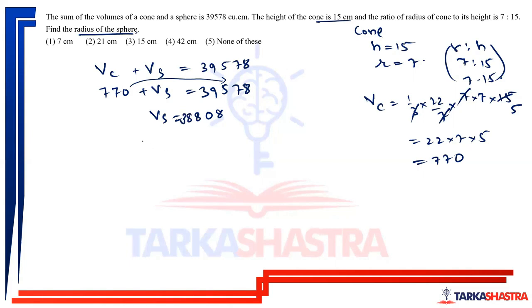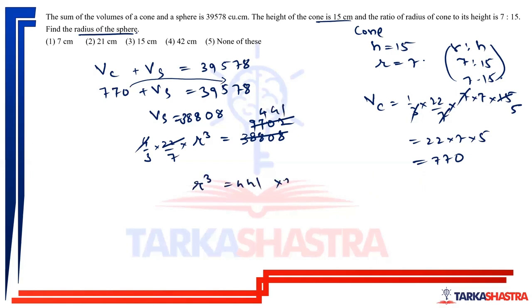Now volume of the sphere is how much? 4 by 3 pi r cube. Okay, this is 38808. Let us first divide by 4. So this is 9702. Then I divide by 22. So this becomes 441. Very good. R cube is 441 into 7 into 3, that is 21. So that is 21 square into 21, which is 21 cube. R cube is 21 cube. So radius is 21. Radius of the sphere is 21. Very easy.